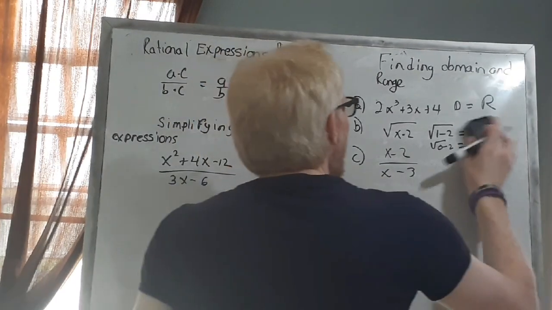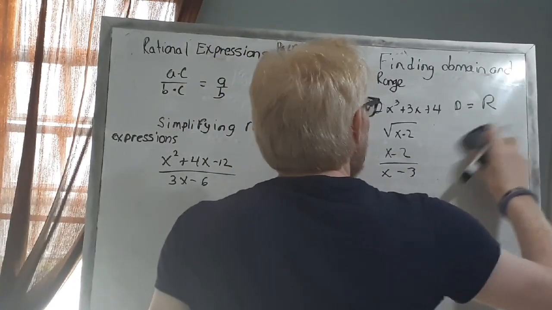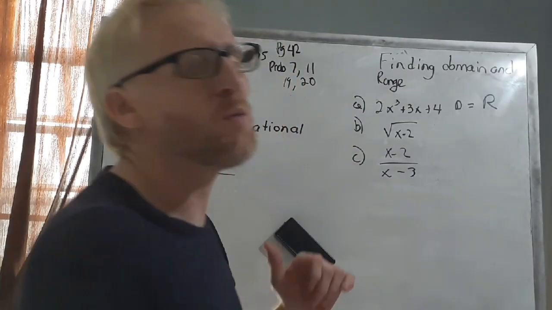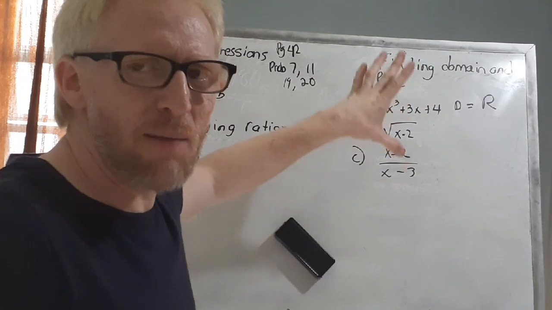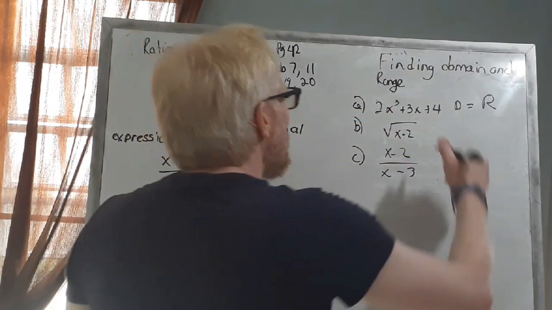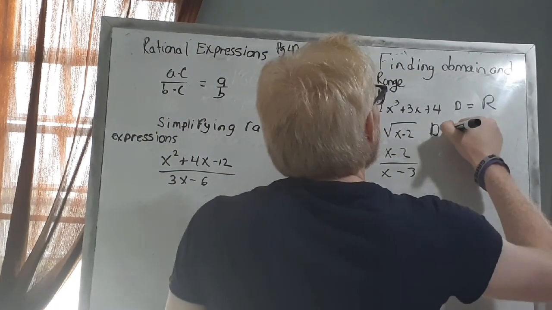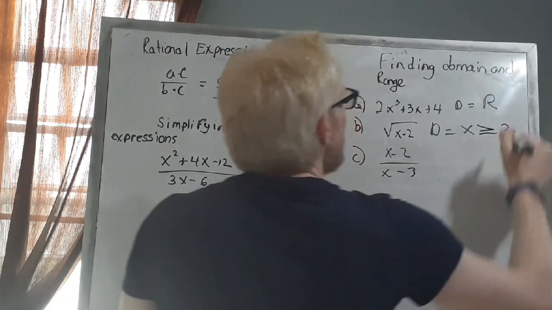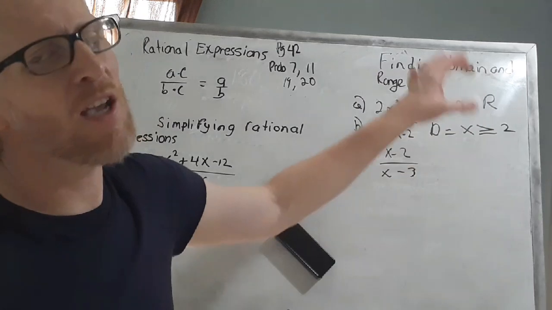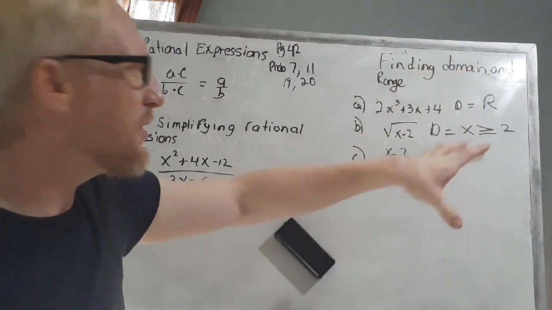So whenever I have an expression with a square root, I can't have the number inside be negative. So in this case, I would say that the domain is any number greater than or equal to positive 2. So x has to be any number greater than or equal to positive 2.